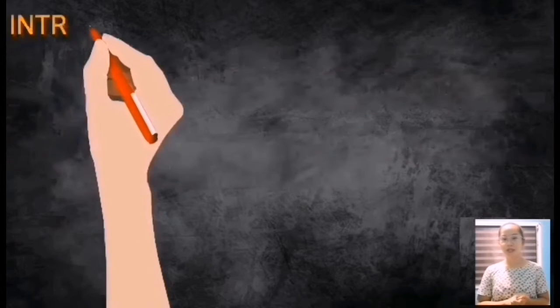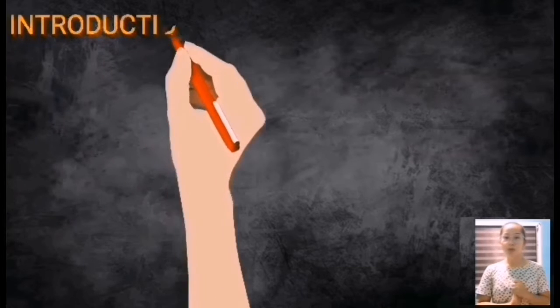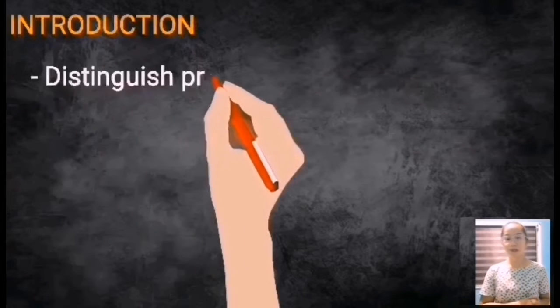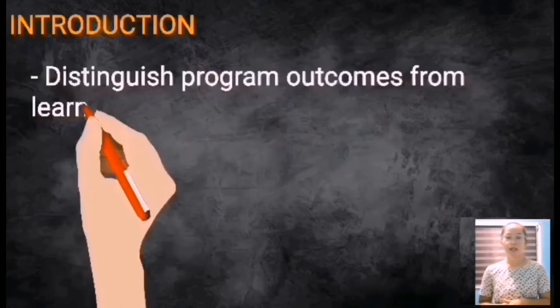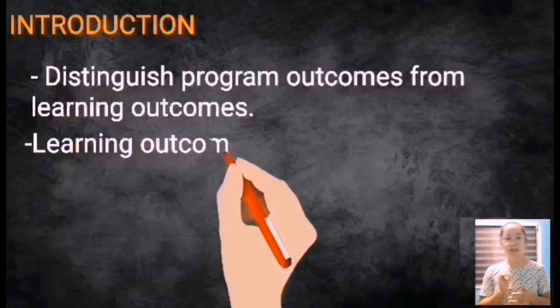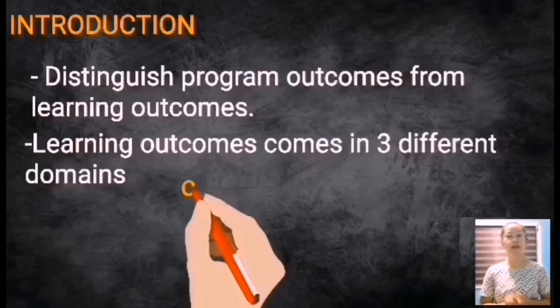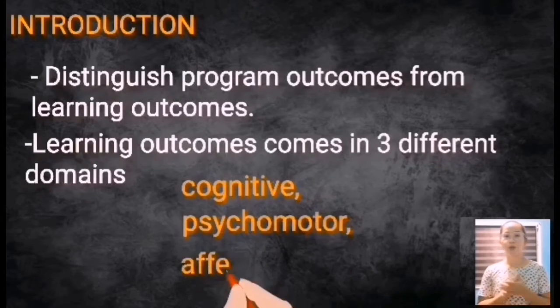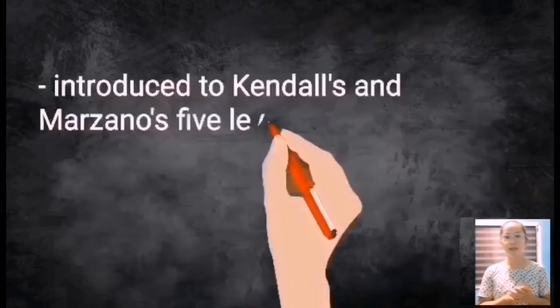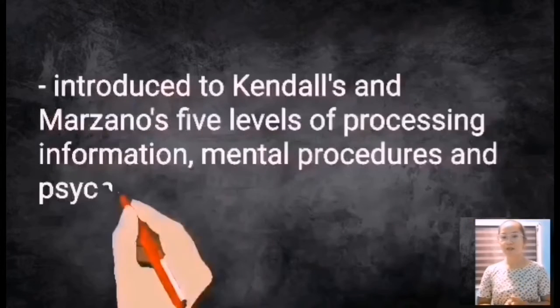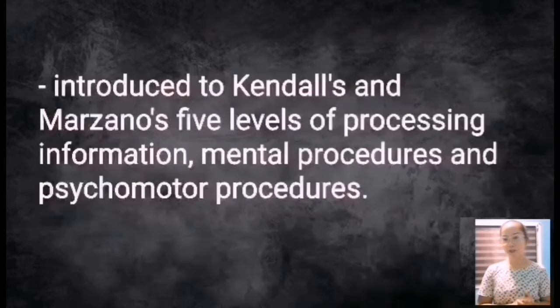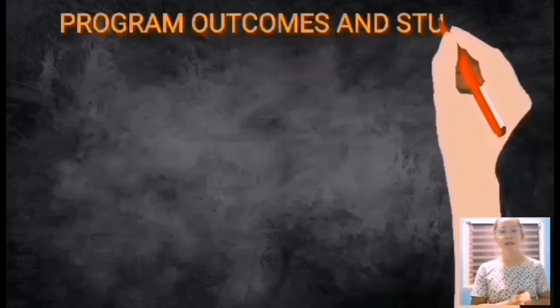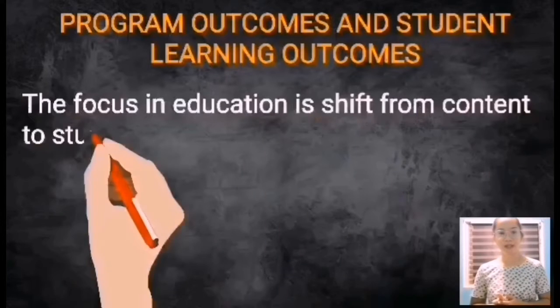So, the introduction: in this chapter, we will distinguish program outcomes from learning outcomes. Learning outcomes come in 3 different domains: cognitive, psychomotor, and affective. We will also be introduced to Kendall's and Marzano's 5 levels of processing information, mental procedures, and psychomotor procedures. Now let's talk about program outcomes and student learning outcomes.